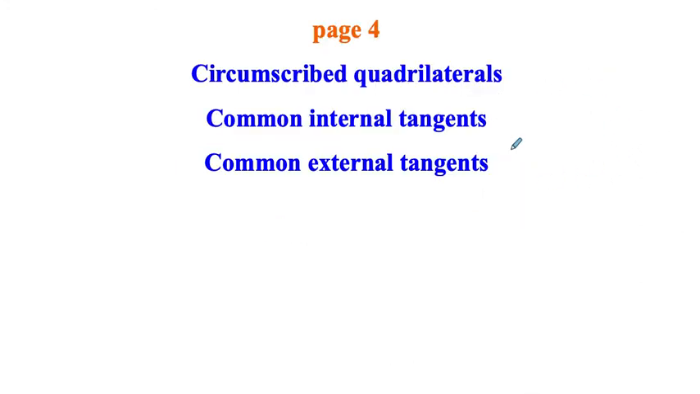So to sum up, we've talked about circumscribed quadrilaterals, that is quadrilaterals drawn around the outside of a circle such that all the sides are tangents to it. Common internal and common external tangents, and how you can form right triangles, our favorite thing.